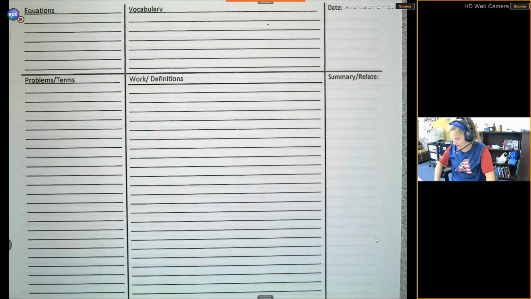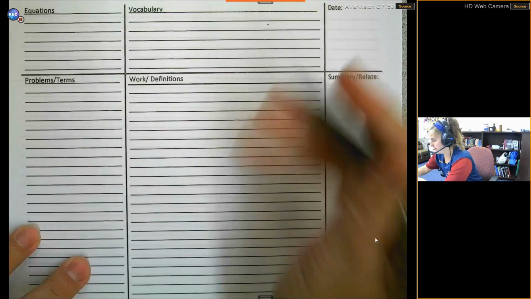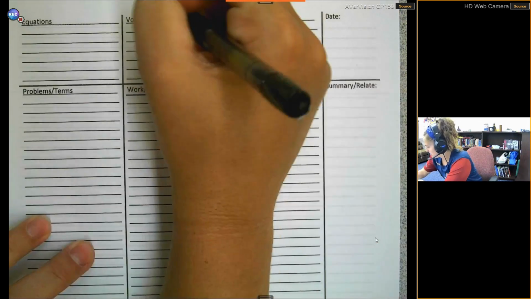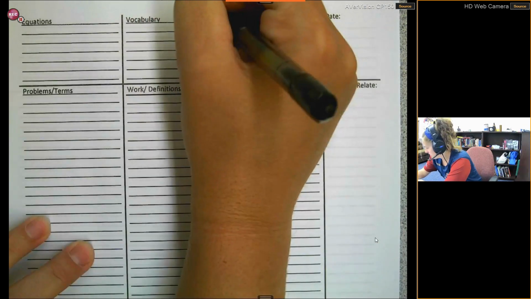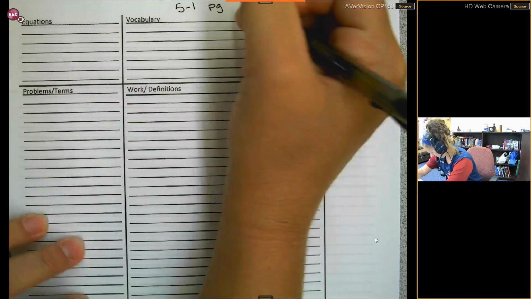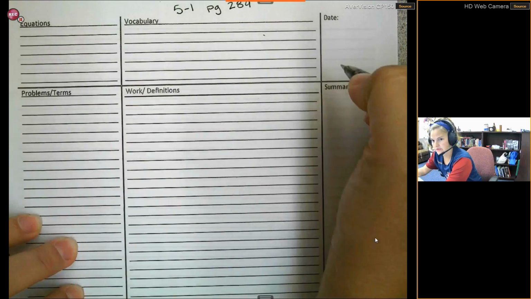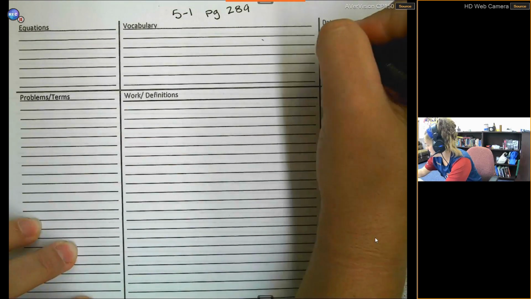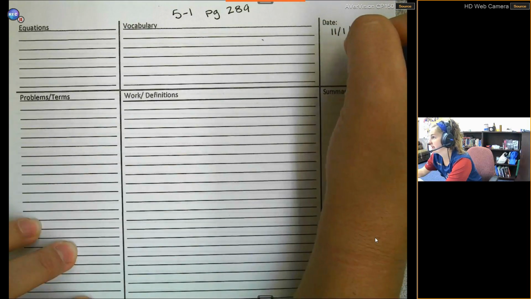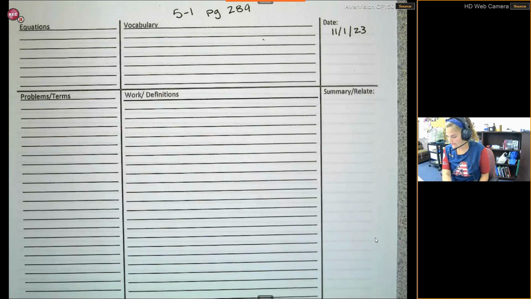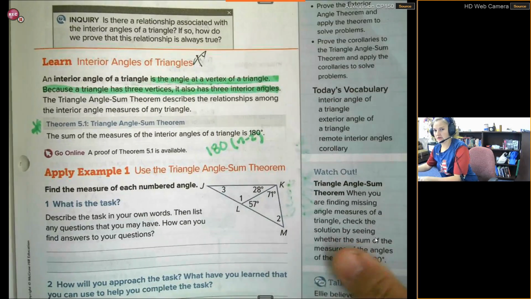Okay. So we are starting on 5-1 this week. And 5-1 is on page 289 in your book. So that's what I'm going to put at the top of my paper. 5-1, page 289. And don't forget to write the date. Today is the 1st. So 11-1-20. All right. So first thing is we are learning about angles of triangles.